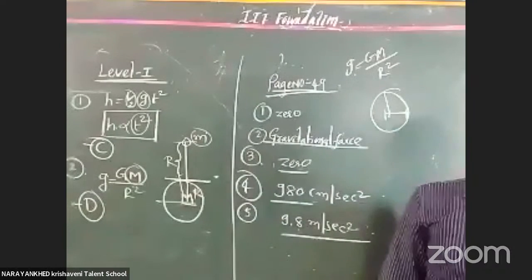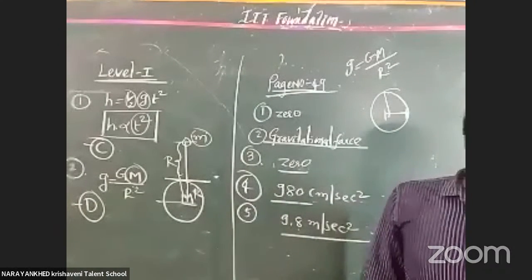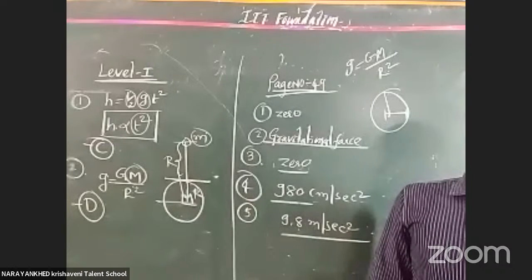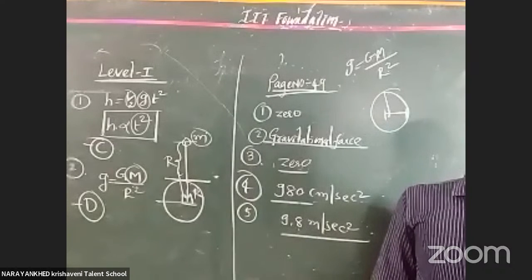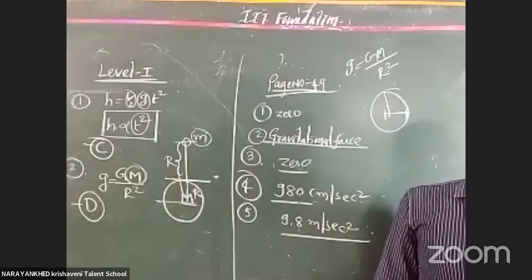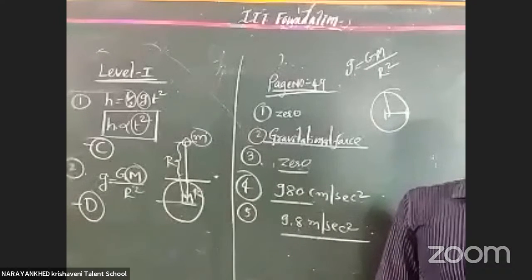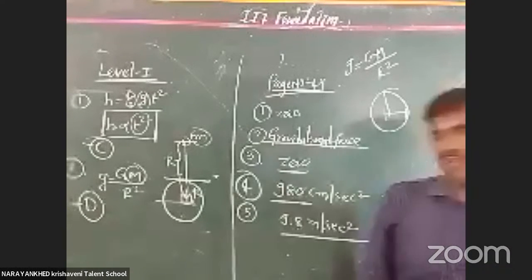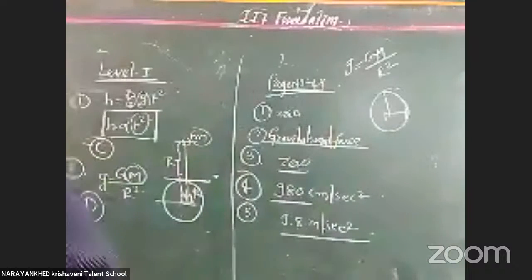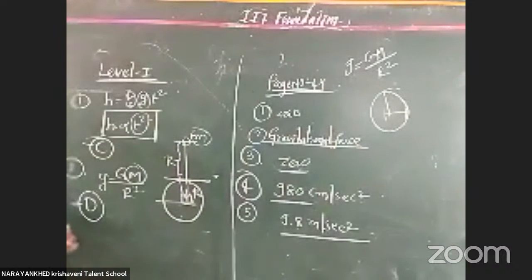Next, a coin and a block of iron are dropped from the same height at the same time. Which one first reaches the ground? Yes, the answer is B, now only we discussed. Both reach at the same time only. Okay, now the answer is C. The third one, answer is C.